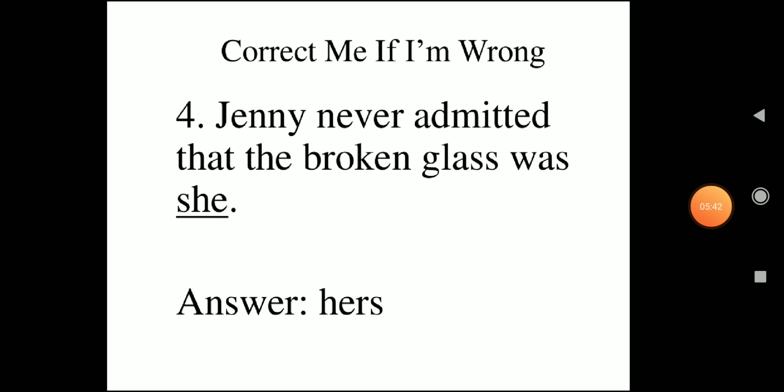Over here, Jenny broke the glass. So it is showing what? It is showing possession. So over here we have to use a possessive pronoun. We don't have to use a personal pronoun. So over here the correct answer will be hers.